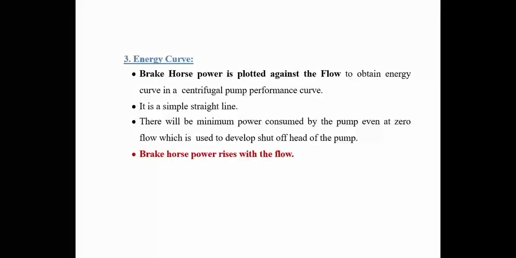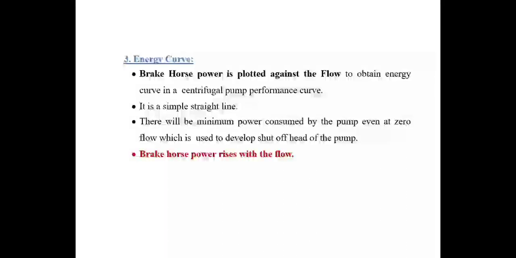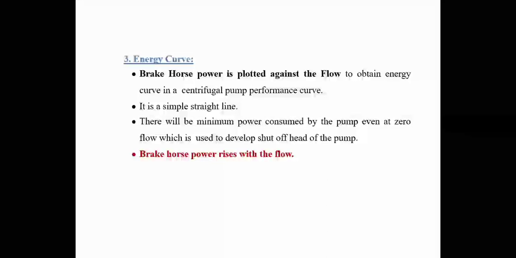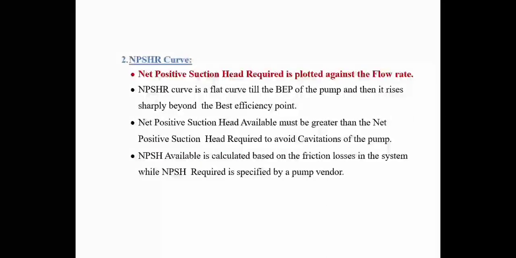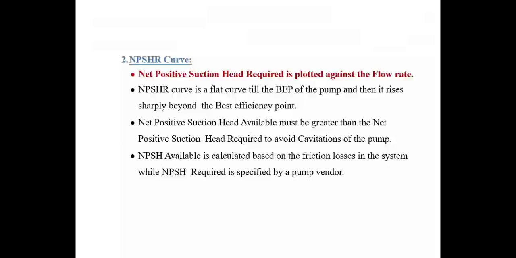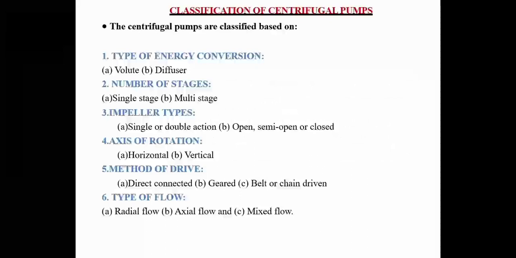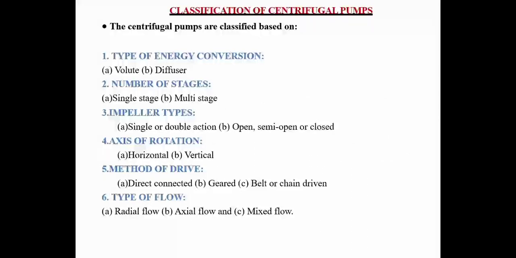For brake horsepower plotted against flow, it will rise with the flow. And for NPSHR, or power required, if we are plotting it with flow rate, it will have a flat curve at first and then it will rise sharply. So these are the different characteristic curves.